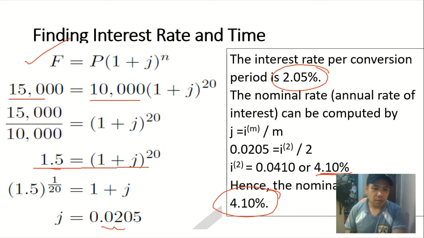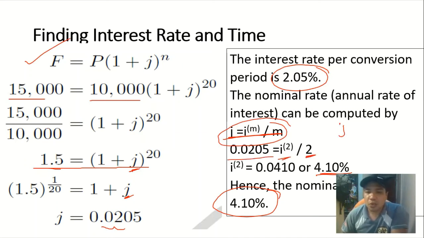Once again, you need a scientific calculator to get this value. It is difficult to use without a calculator. Then do not forget the formula, j is equal to i over m. Right now we only got j, and we still need to get i. Given j and the conversion, i is missing. So i is equal to 0.0410, or 4.10%.